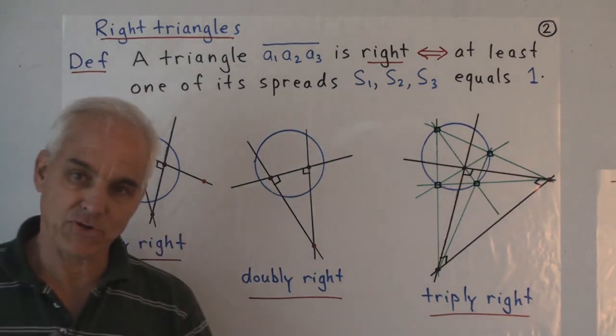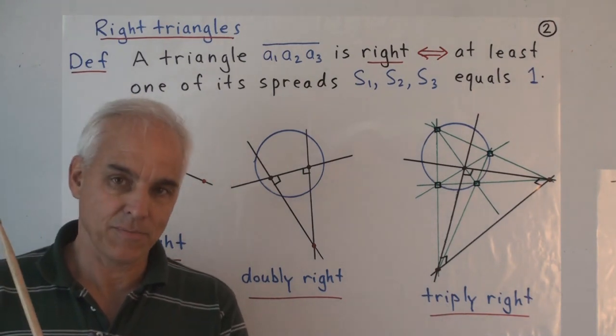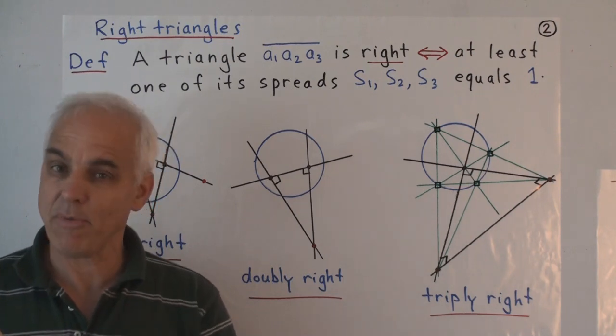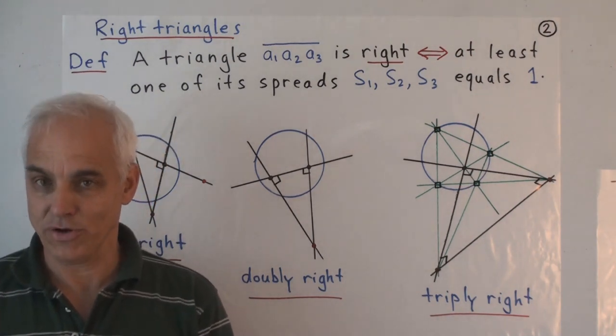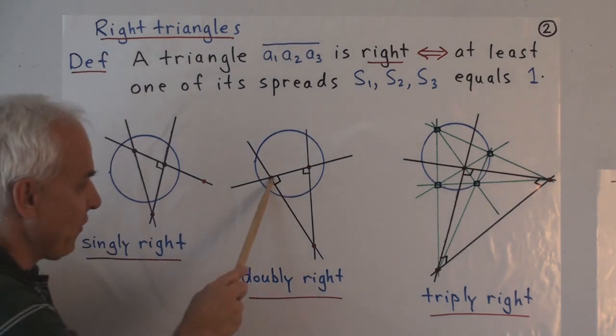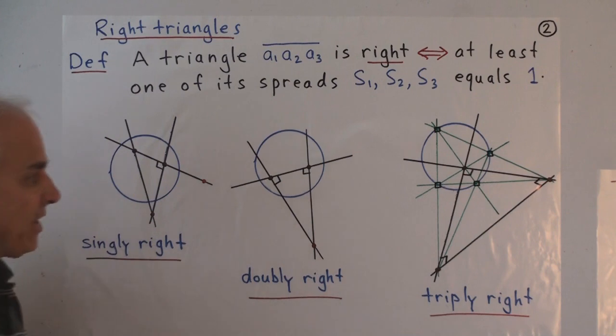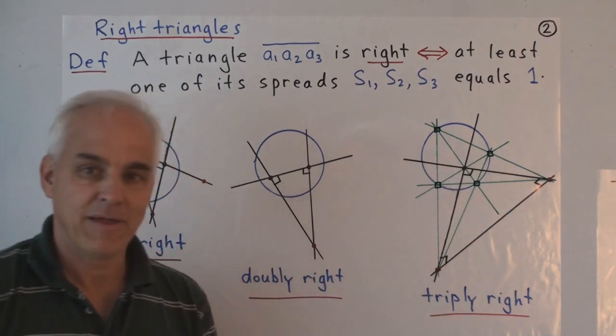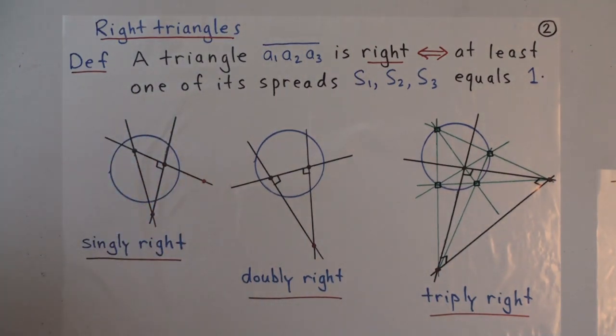Now in ordinary Euclidean geometry, a triangle can only have one right angle. There can be only two of its sides which are perpendicular. However, in hyperbolic geometry, the situation is richer. We can have a triangle which is singly right, with just one vertex where perpendicular lines meet, or doubly right, where there are two vertices with perpendicular lines meeting there, or triply right, in fact, where all three vertices have perpendicular lines meeting there. So here's an example of the singly right triangle.